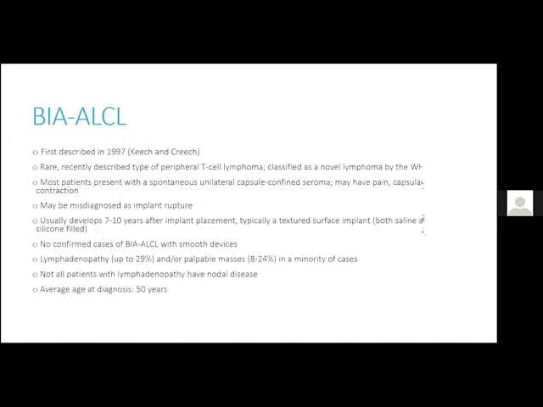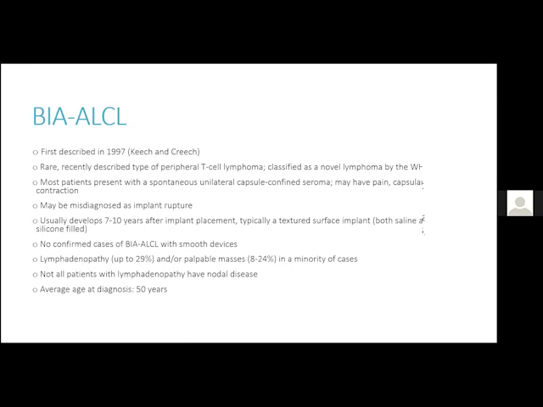So this disease was first described in 1997 and was adopted by the WHO in 2016 as a novel form of peripheral T cell lymphoma. Most patients present with a spontaneous unilateral capsule-confined seroma. They may have pain or capsular contraction. They may be misdiagnosed as implant rupture. And the seroma usually develops 7 to 10 years after the implants were placed. So often delayed and almost always more than a year after the surgery.